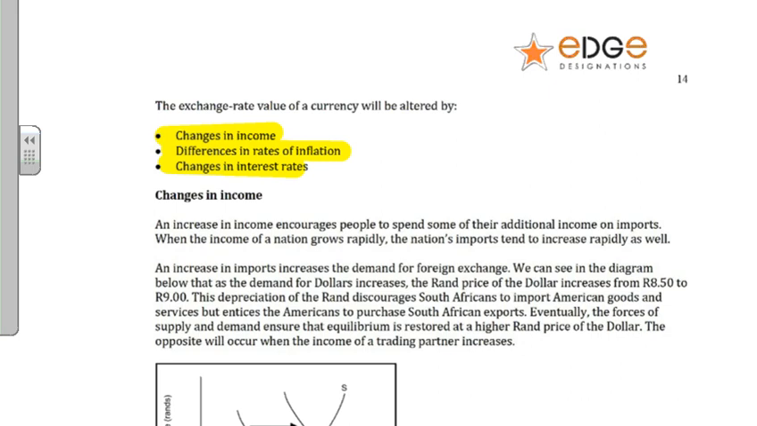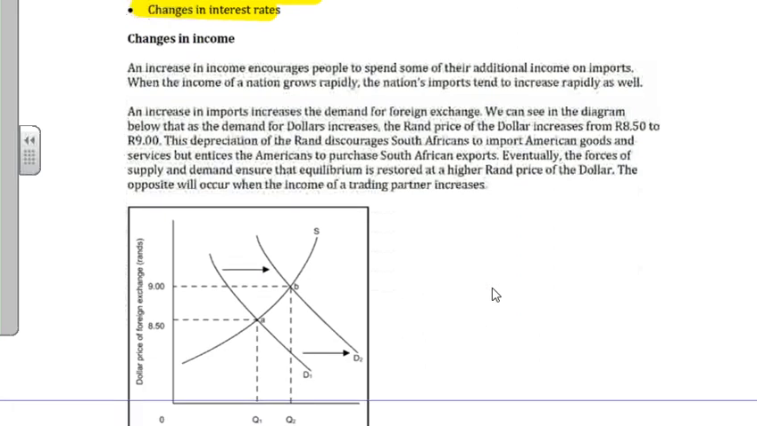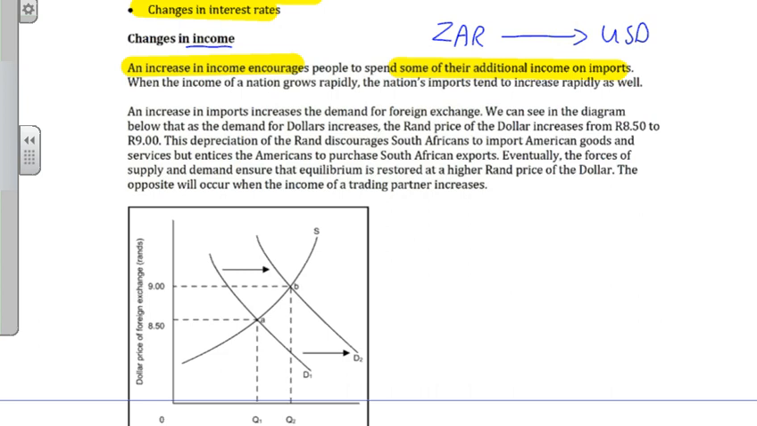Okay, and let's have a brief discussion around these particular points. Changes in income. If people's income increases, they spend that additional income on, yes, perhaps domestic products as well, but they can also start to increase their spending on imports. Now, if they're spending on imports, let's talk about a South African. Okay, a South African guy. Now he's got a little bit more income, and he wants to buy US dollar products. He needs dollars now. Okay, so what does he do?